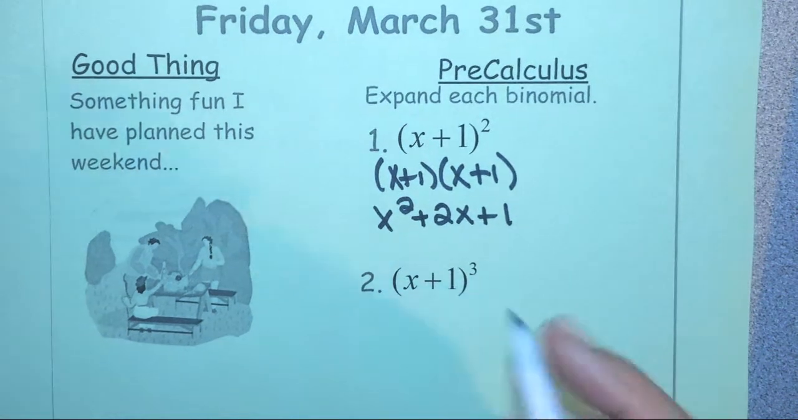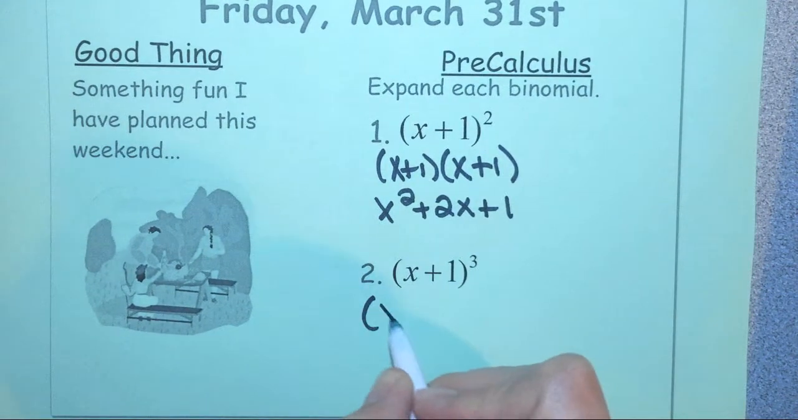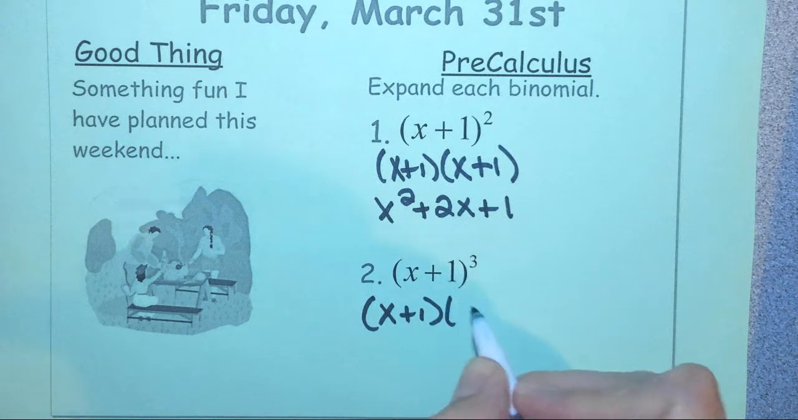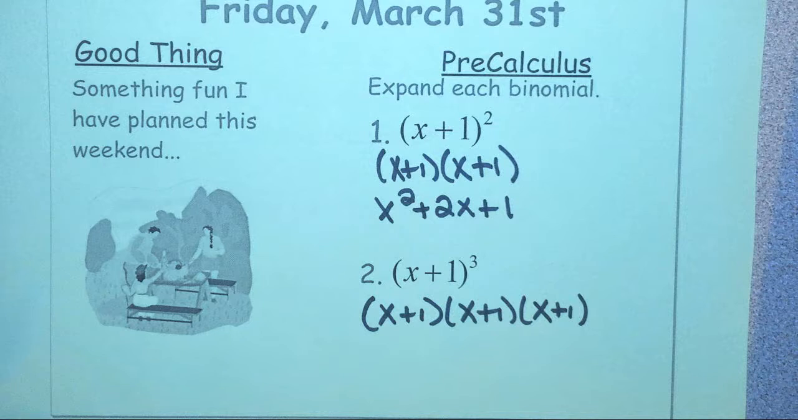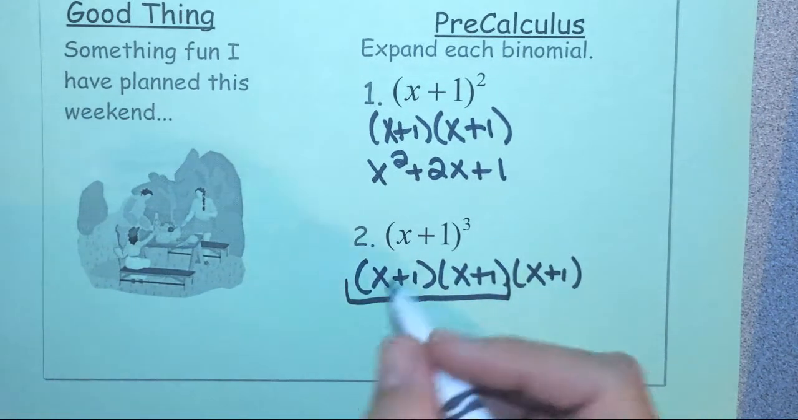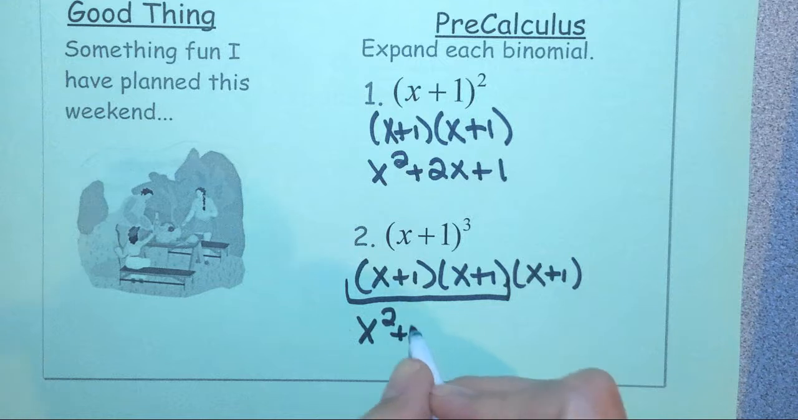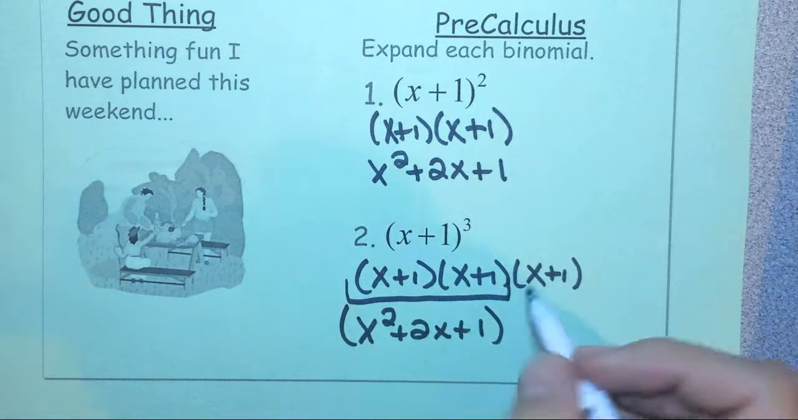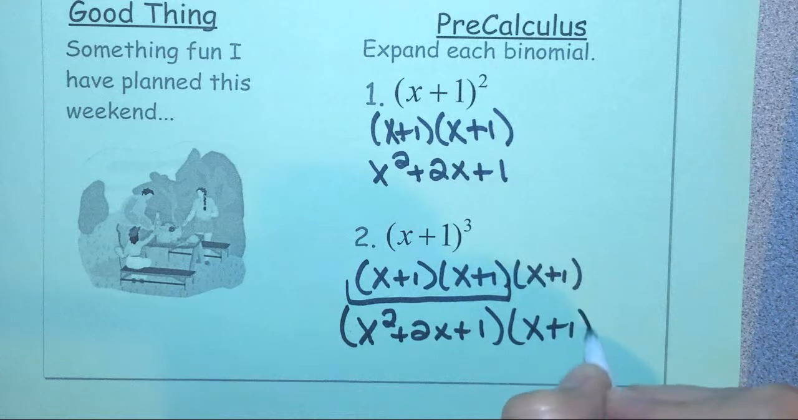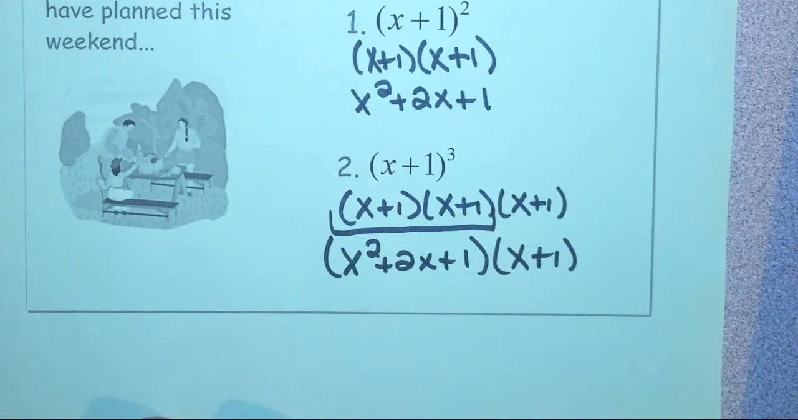On example 2, if I were to expand it, I have x plus 1 times x plus 1 times x plus 1. Well, I've already done this part. We did that on the example above, so I can just write that down. Then I have to take that answer that I just got and multiply it by x plus 1. So not a big deal.